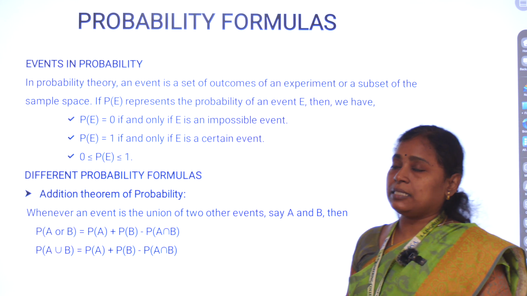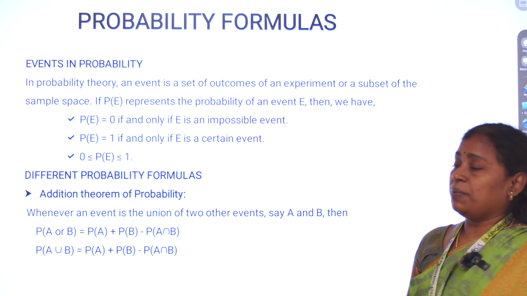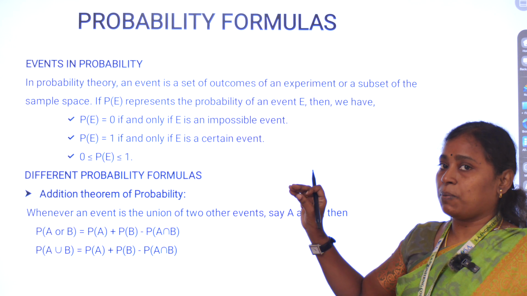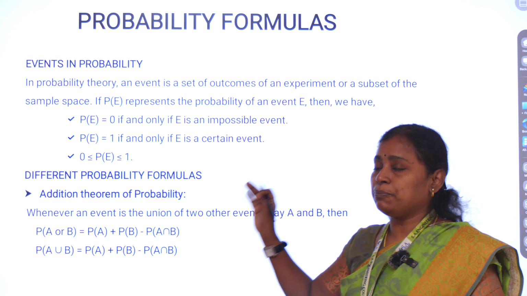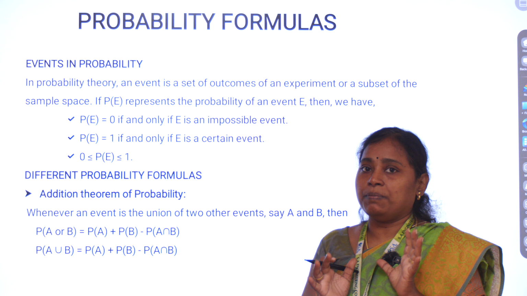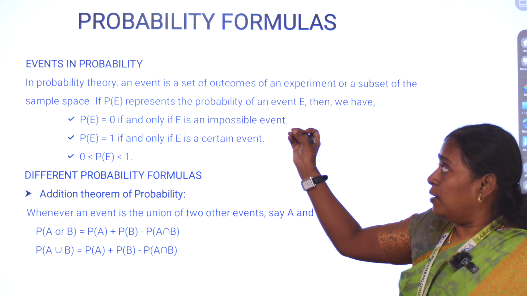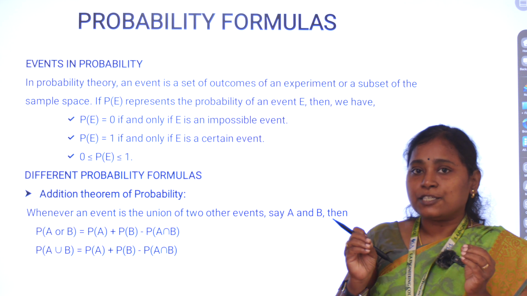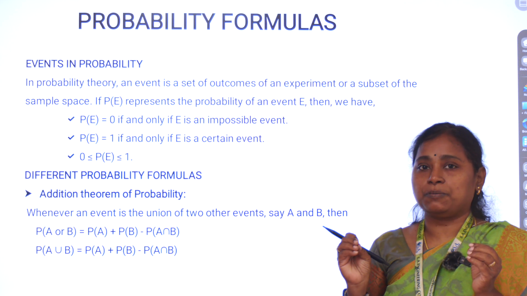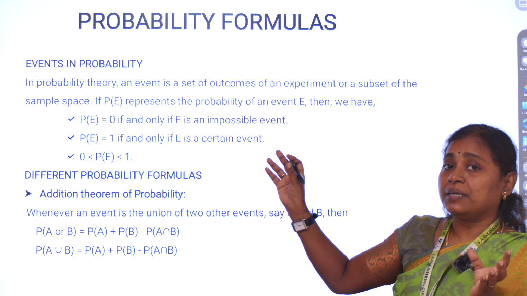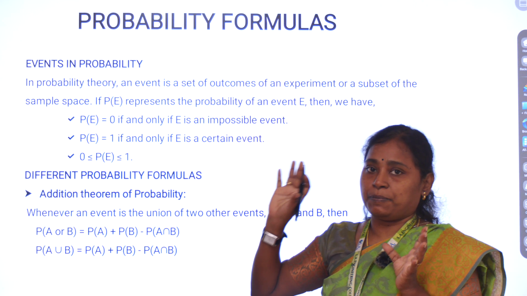The next concept is probability formula. So in probability formula, we'll look into the events in probability and then the different probability formulas. So what is meant by events in probability? In probability theory, an event is nothing but a set of outcomes of a random experiment. To put it in simple terms, an event is nothing but a subset of a sample space.